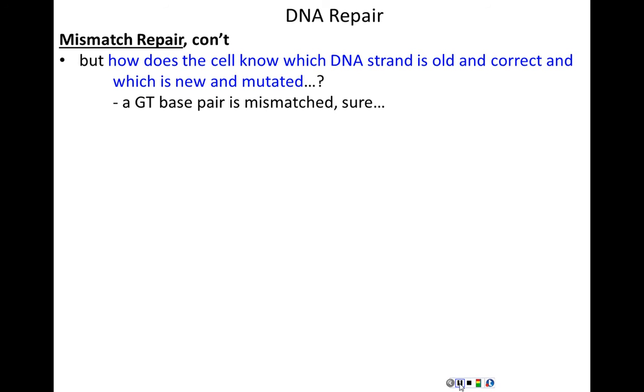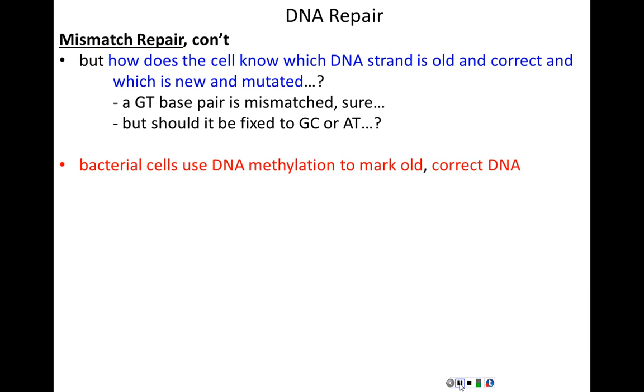That's a GT base pair. That's a mismatch base pair. Got it. There's a problem here. But which is wrong? Should we fix this to GC? Or should we fix this to AT? Well, I'll know that if I know which of these bases is on the older original strand. So how do we know that?